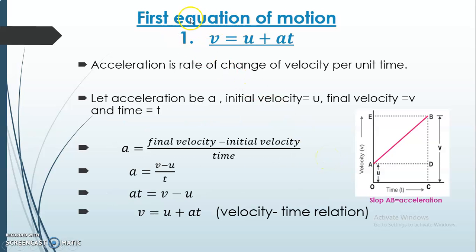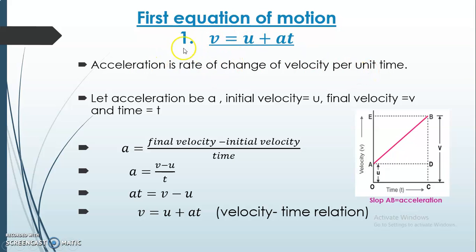So the first equation of motion is, I already told you that there are three equations, so we will see all three equations, but this is the first equation of motion, that is v is equal to u plus at. So v over here is final velocity, u over here is initial velocity, a is acceleration, and time is t. So till now you should know that the acceleration is the change of velocity per unit time.